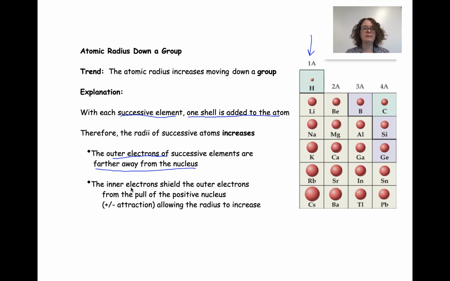Another thing that happens is that the inner electrons shield the outer electrons from the pull of the positive nucleus. So we have some interference from our inner electrons that make it harder for those valence electrons as they get further and further out to be attracted to the nucleus, so they won't be pulled in quite as tightly.